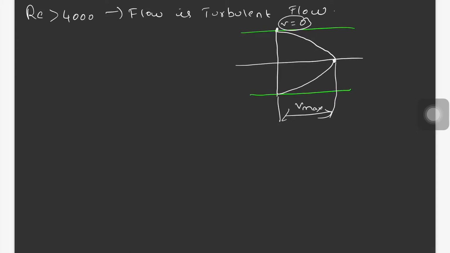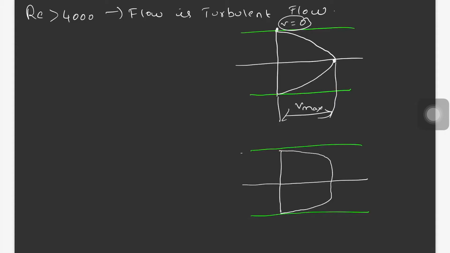In turbulent flow, the profile is flatter. If these are the walls, the green color is the walls and the white color is the center line, then your profile will be somewhat like this, which means the profile is flatter than that of the laminar flow profile.